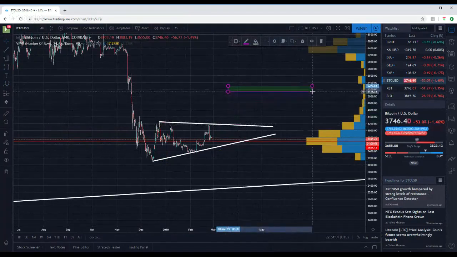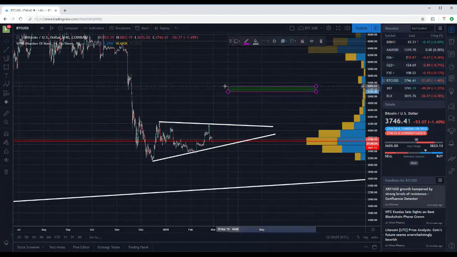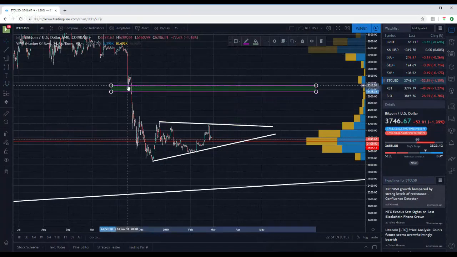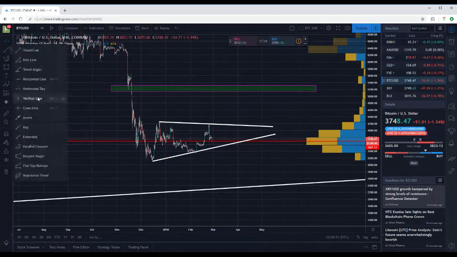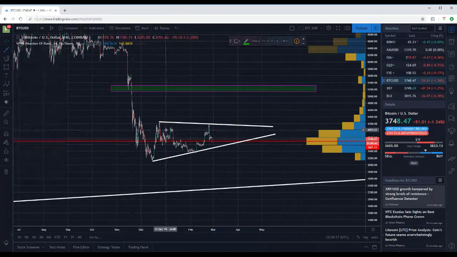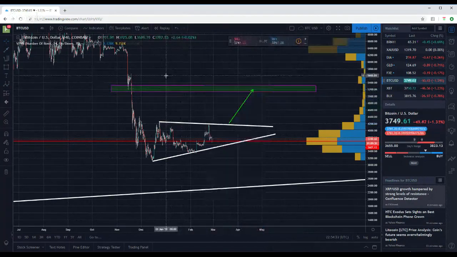to about this area, 5,100 to 5,200, which does in fact line up beautifully with this first area we dead catted from on the drop from 6,000. So technically speaking, this does make sense to test this area as resistance, because it did offer some support as a dead cat area and then come back down.